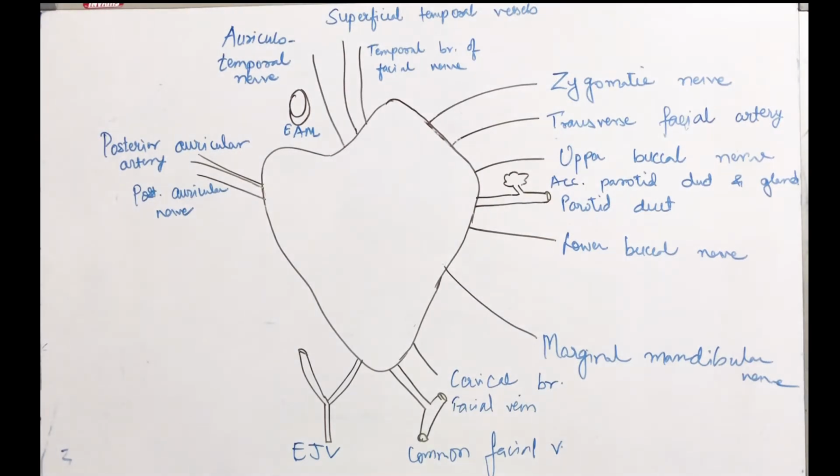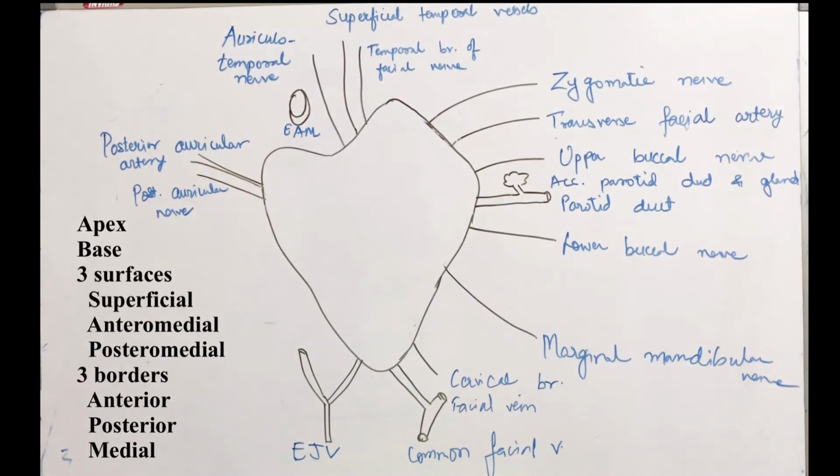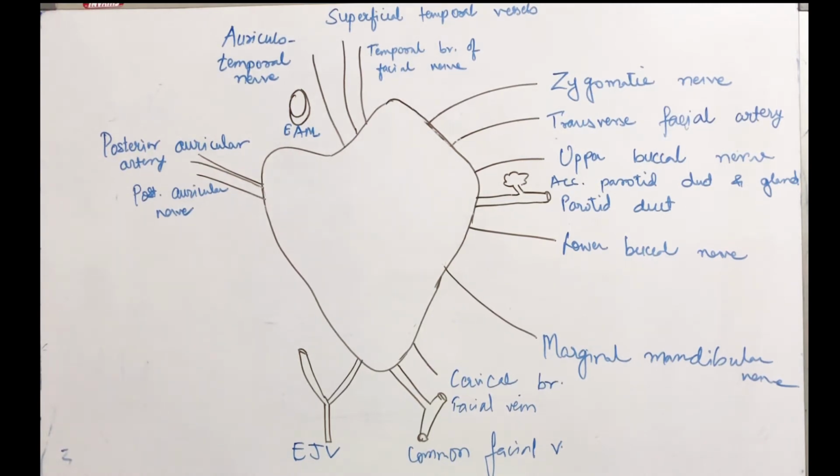Parotid gland, it presents an apex or the lower end which is directed downwards, a base or an upper surface, three surfaces: superficial surface, anteromedial surface, posteromedial surface, and three borders: anterior, posterior and medial. Let's first see the apex. So the apex is directed below. It overlaps the posterior belly of the digastric and appears in the carotid triangle.